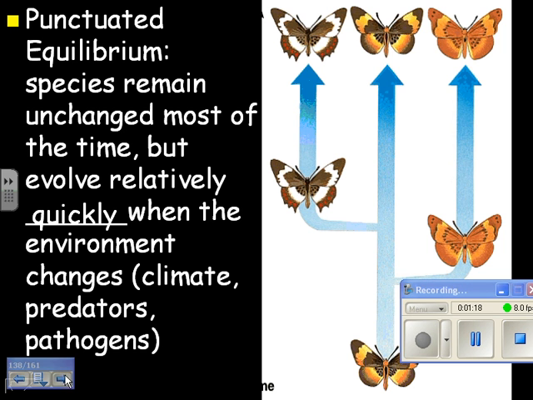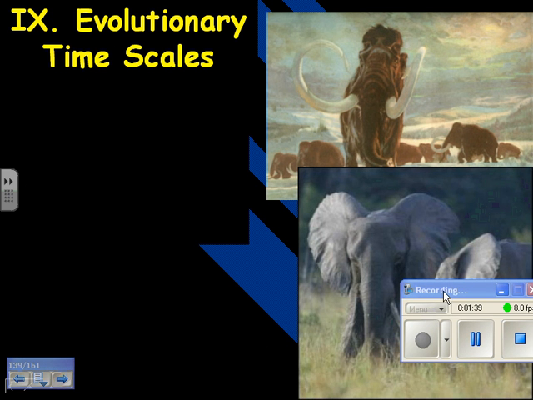the environment changes. An environmental change might mean a new climate, maybe there's an ice age, or it could be new predators, maybe there's a land bridge and new predators come over to your area. And then maybe pathogens, maybe a new virus has evolved, or maybe it's come along by a bird pooping near you or something.